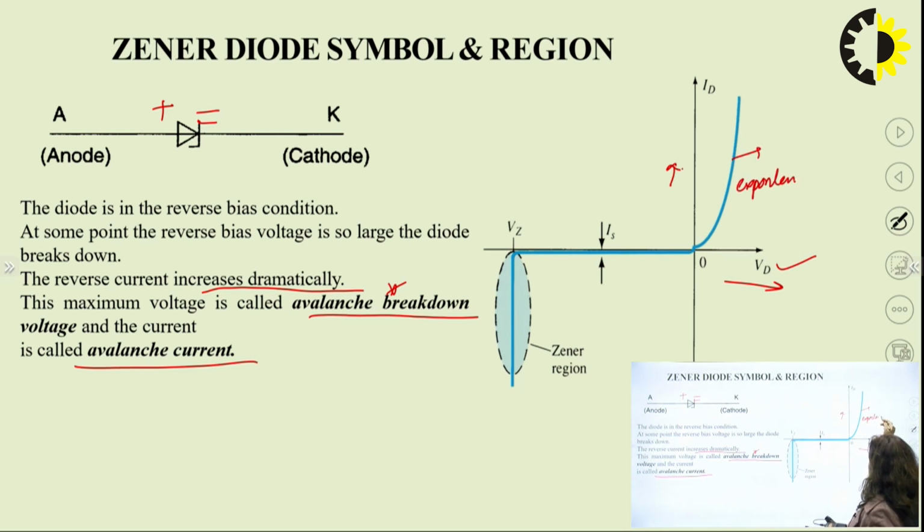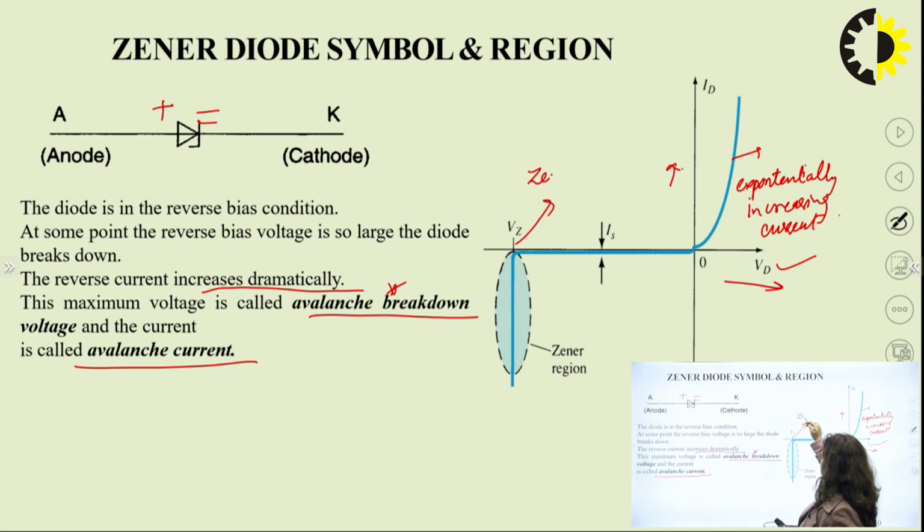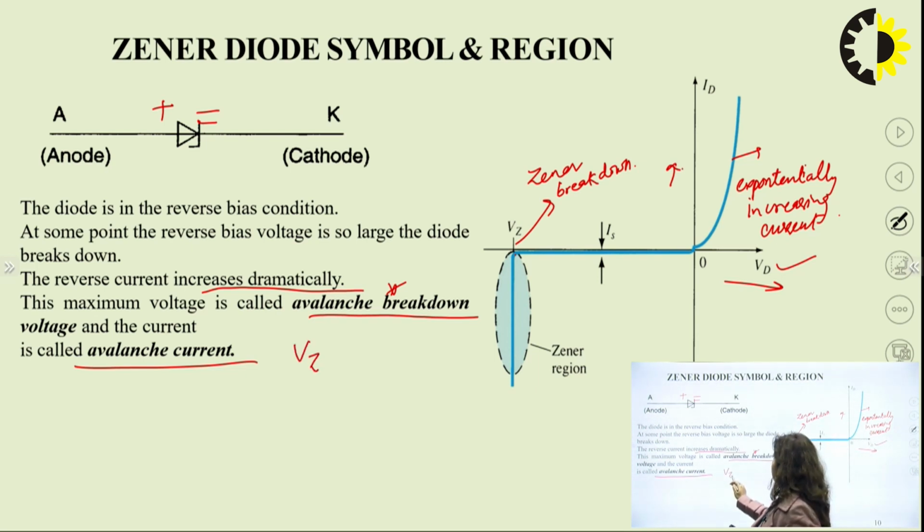So when you increase the voltage, there will be an exponentially increasing current, and in the reverse bias condition there will be a Zener breakdown. At this point there is a Zener breakdown, and this voltage, this Vz, is called the Zener breakdown voltage.